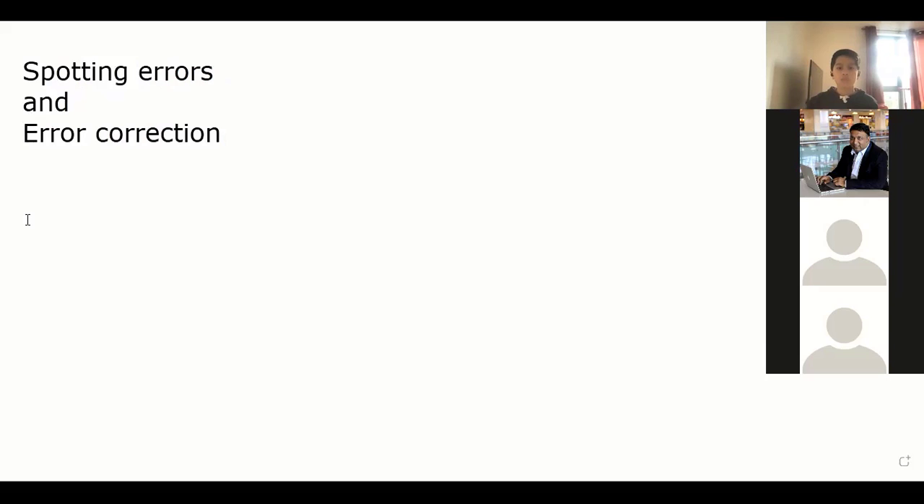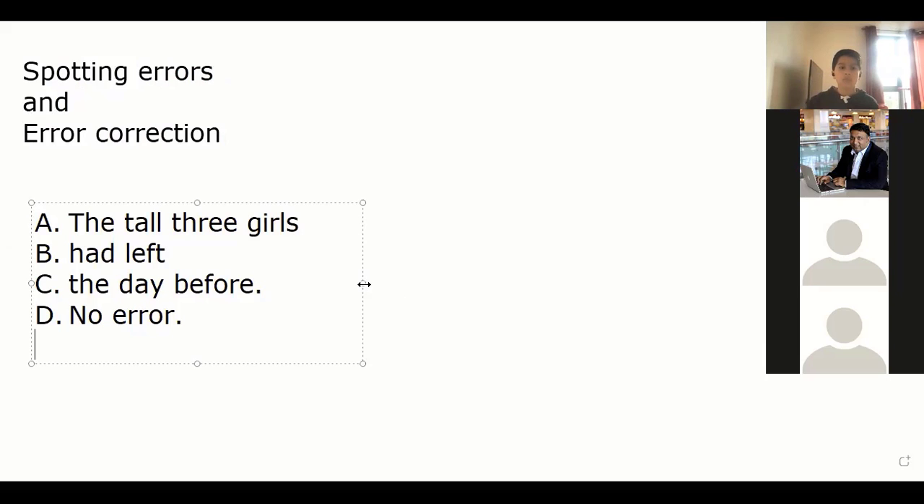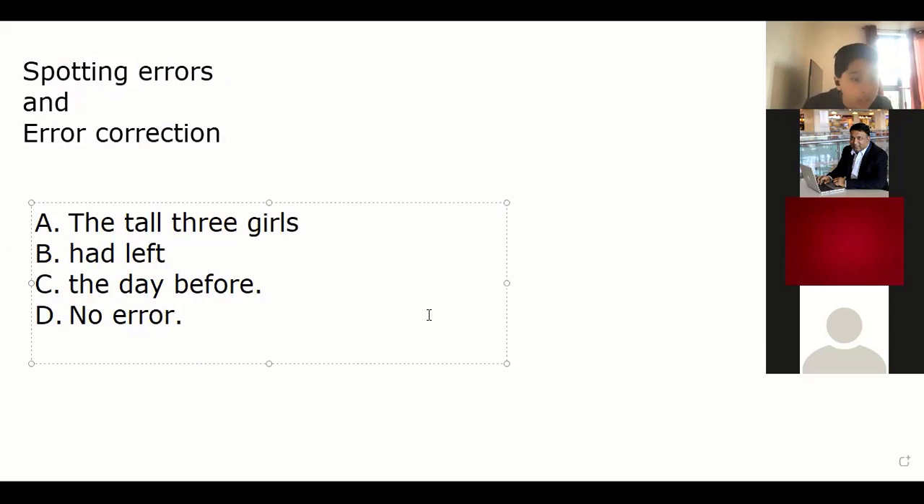First question for today, everyone, go through it. If the sentence is, the tall three girls had left the day before. So tell me if there's error in part A, B or C on the chat. Or if you see there's no error at all, you can say D.